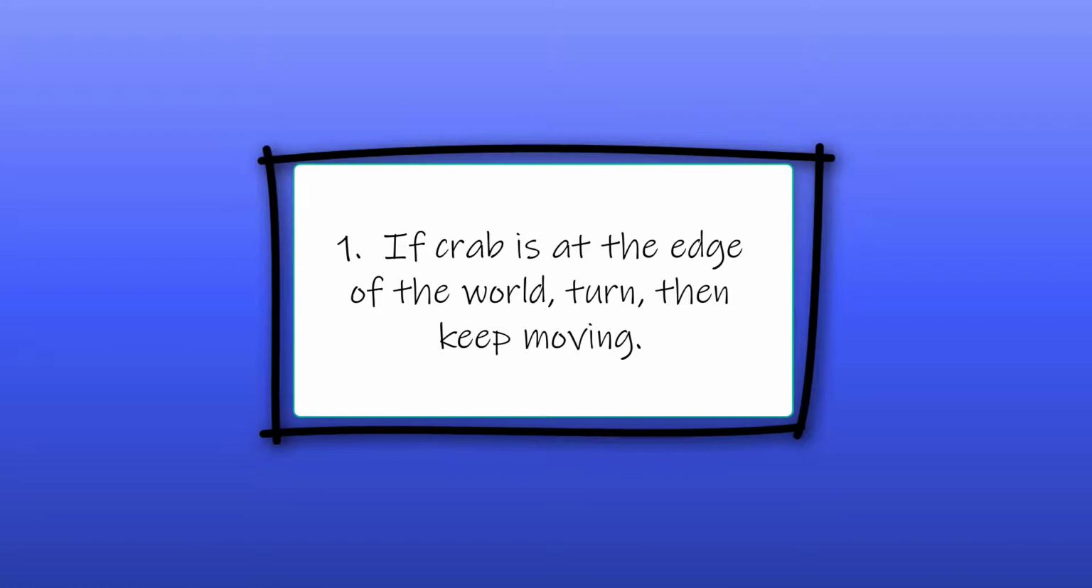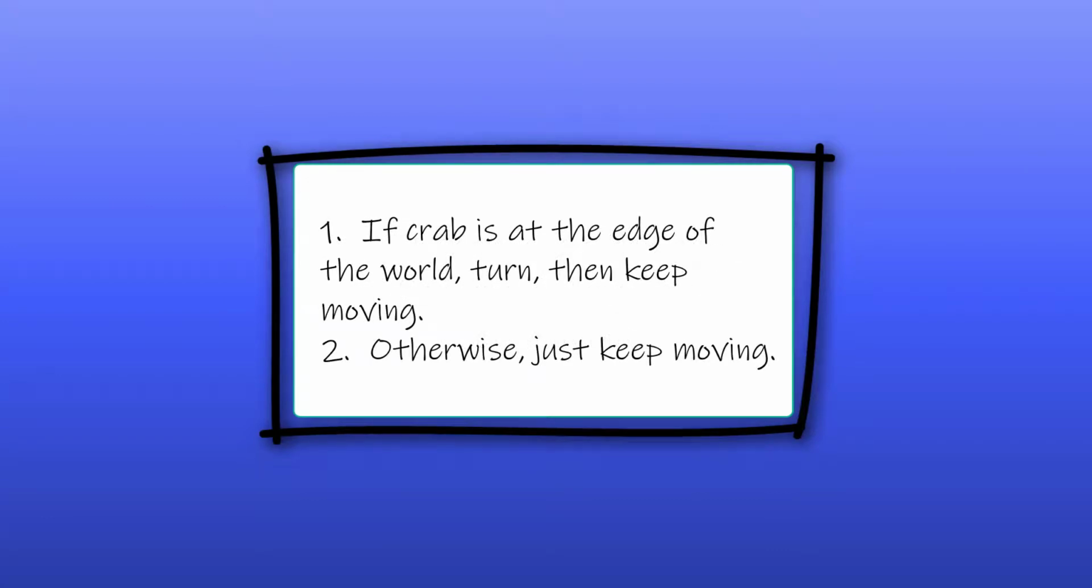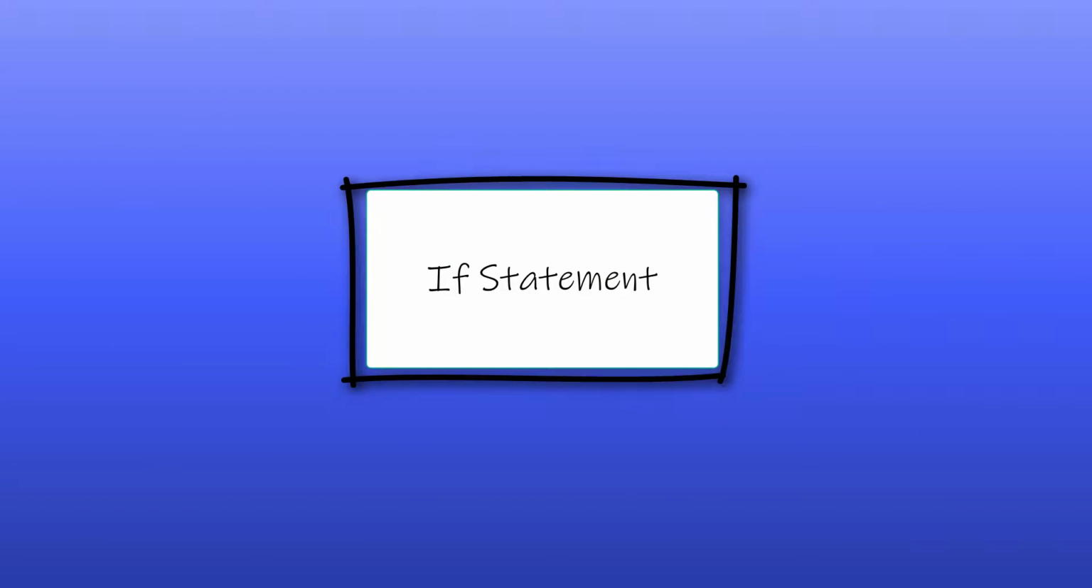The goal is, if the crab is at the edge of the world, we'll have it turn and continue moving in that direction. If the crab is not at the edge of the world, just keep going. This is key. If the crab is at the edge, turn. So we need to have the crab make a decision. The basic decision-making structure in Java is the if statement.